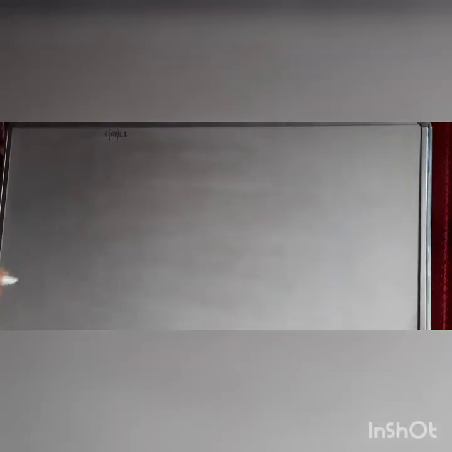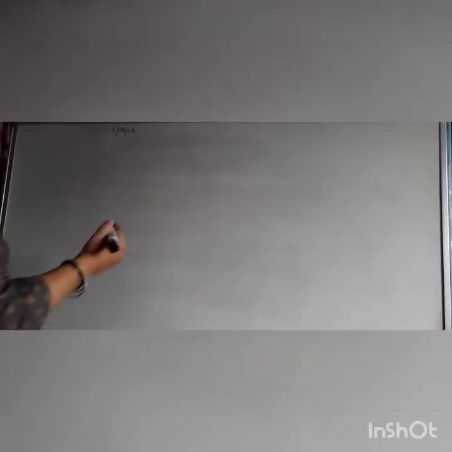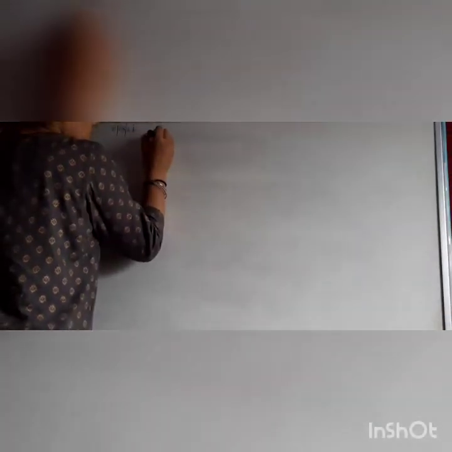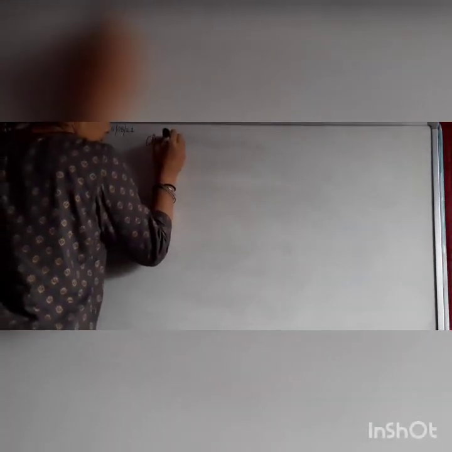We have completed chapter number 5, lines and angles. Now we will do chapter number 6, triangle and its properties.